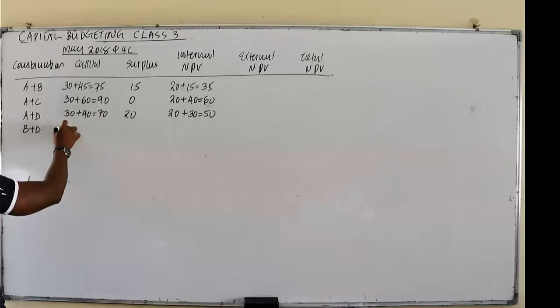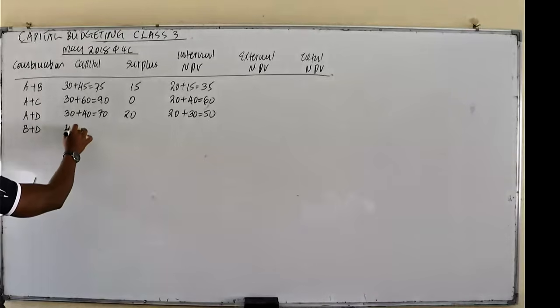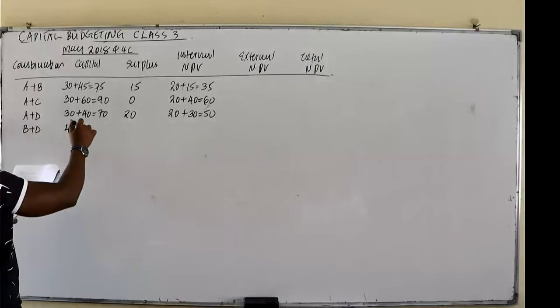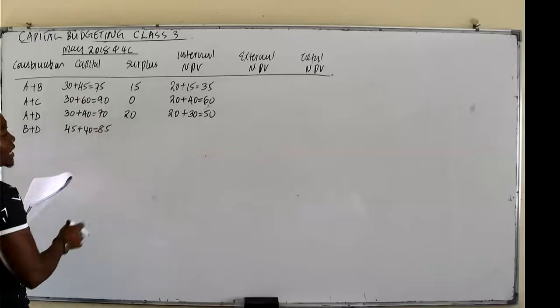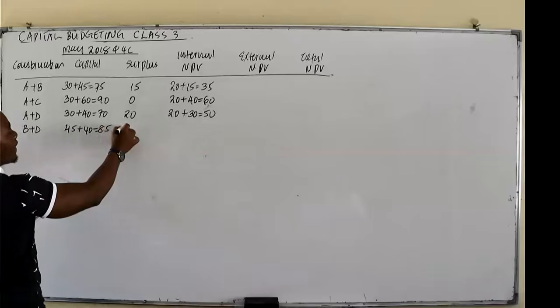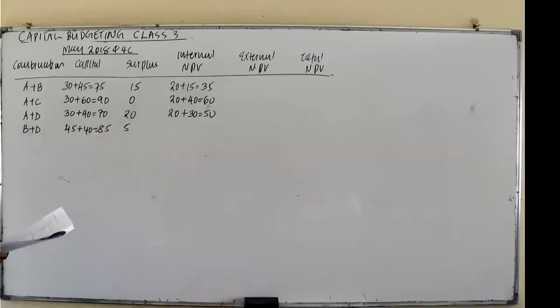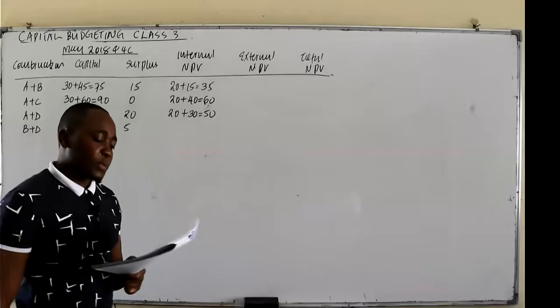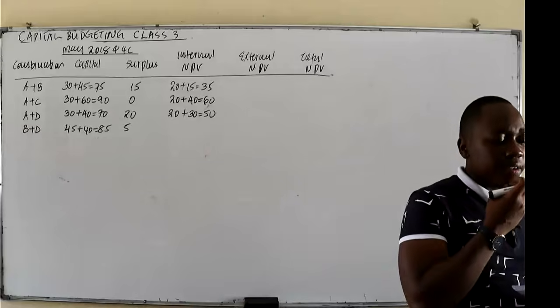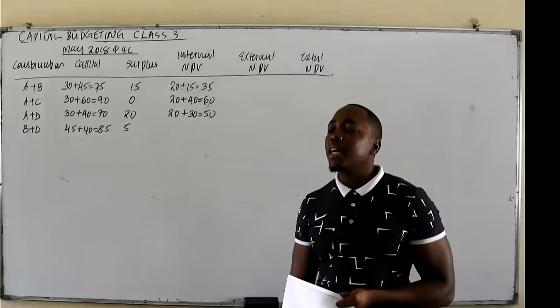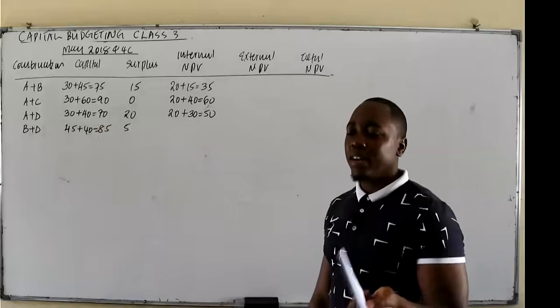B requires a capital of 45, D requires an amount of 40. So the total is 85. We had 90. So how much is the surplus? 5. What about C and D? C requires a capital of 60, D 40, the total is 100. So that one exceeds our budget. So we cannot undertake that.